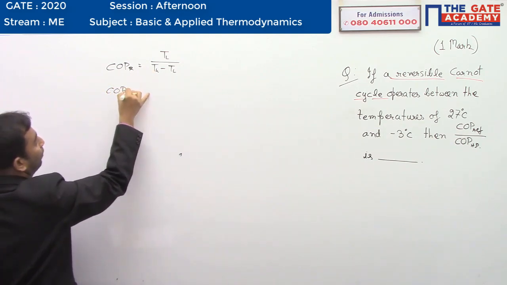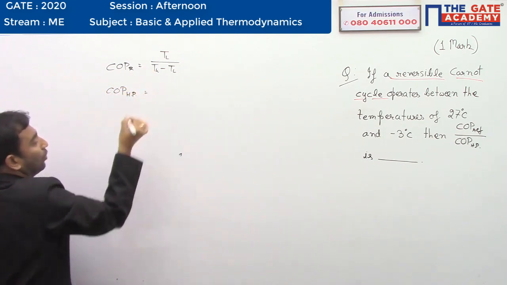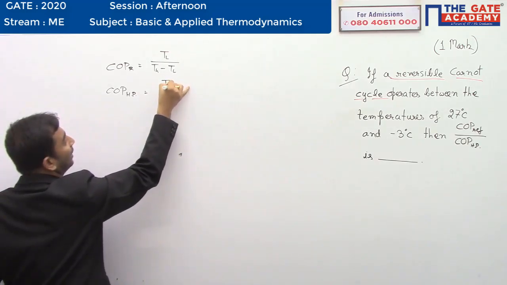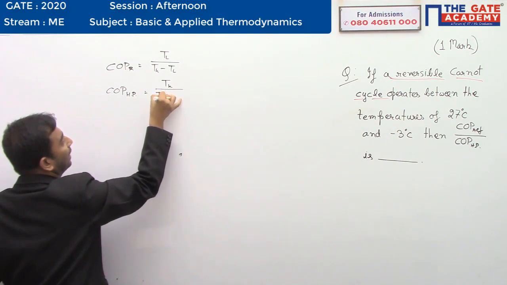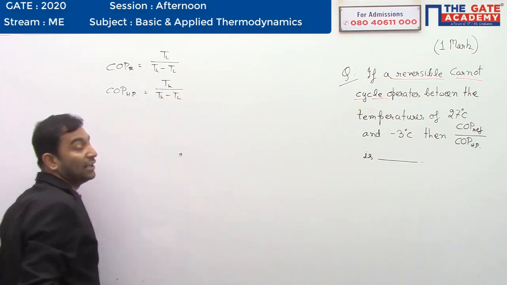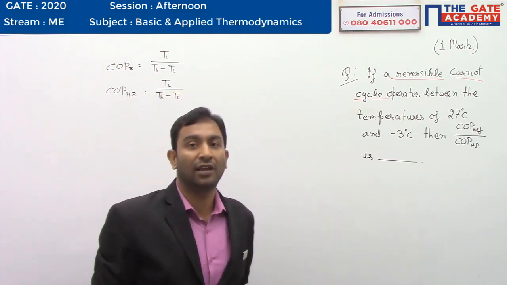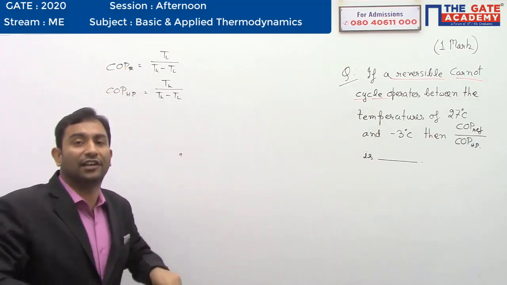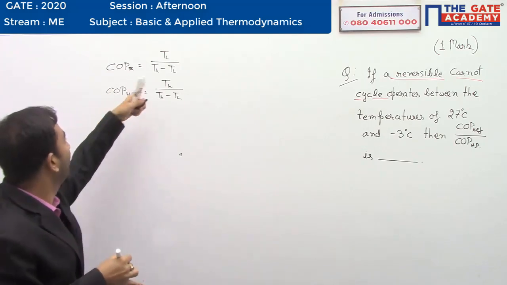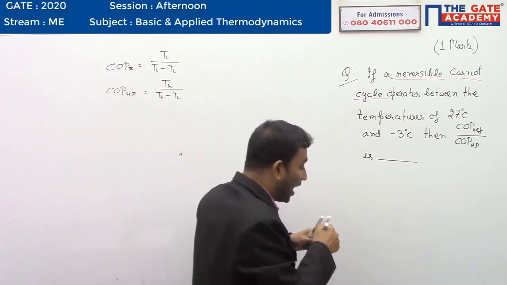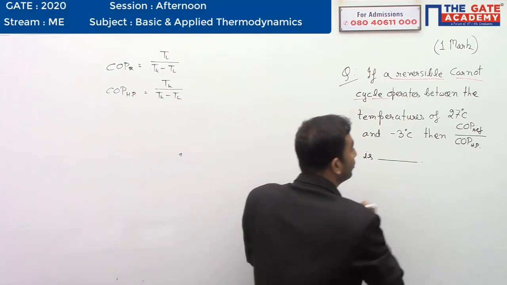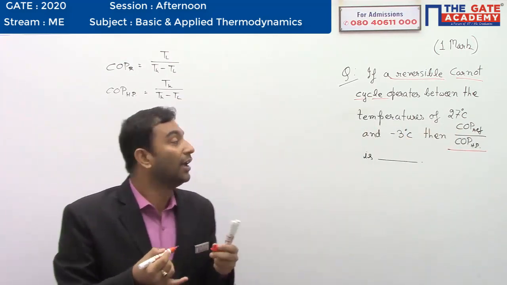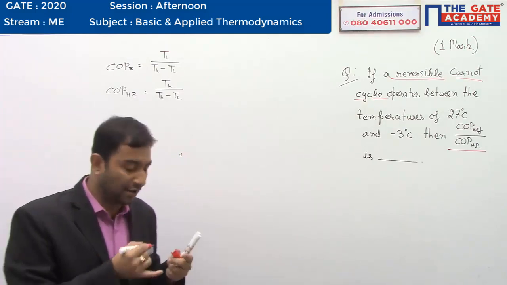So this is the COP of the heat pump. Again, we know for a Carnot heat pump, the COP is given by T higher divided by T higher minus T lower. Now we know the formula for a Carnot refrigerator and a Carnot heat pump. Now what are they asking in the question? They are asking you the ratio of the Carnot refrigerator and the Carnot heat pump.